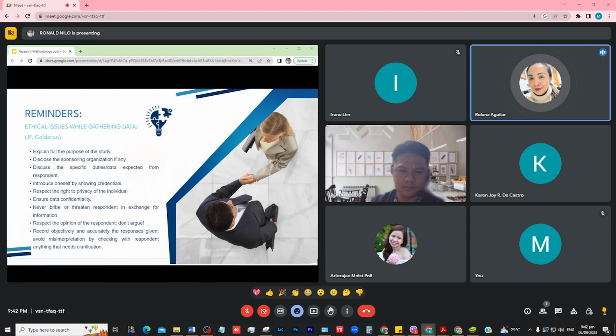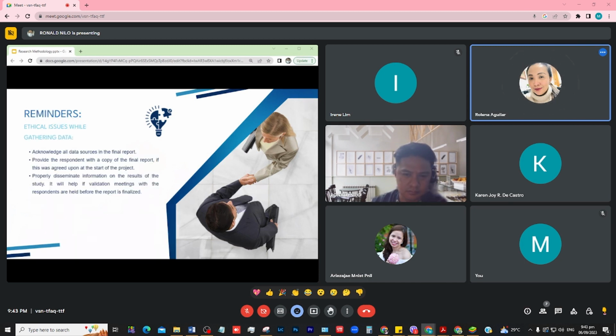We also have reminders on ethical issues while gathering data. First, we have to explain fully the purpose of the study, disclose the sponsoring organization, if any, and discuss the specific duties and data expected from the respondent. Introduce oneself by showing credentials, respect the right to privacy of the individual, ensure data confidentiality, never bribe or threaten the respondent in exchange for information, and respect the opinion of the respondent. Don't argue.